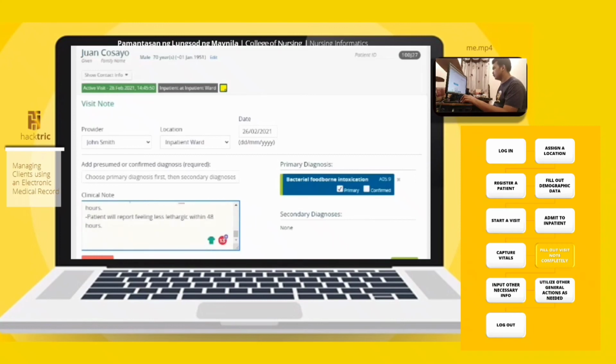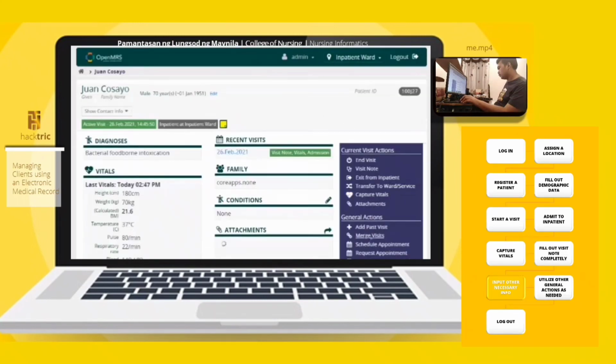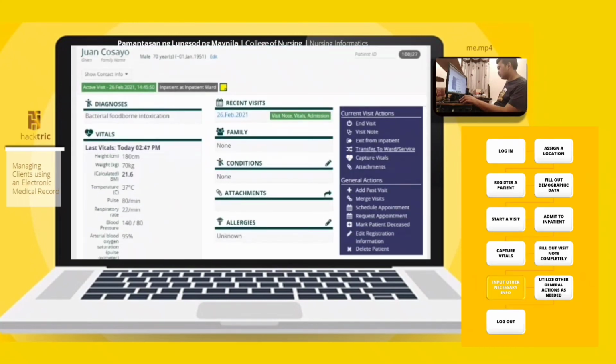After completing the clinical note, you will be routed back home where you can see all the patient's details. Here you can input a condition, attachment, or allergy if there is any. All this information is needed to make sure that the nursing care plan that we did is individualized to the patient's needs. If the patient has already recovered, you can include discharge planning on the clinical notes once again for documentation.